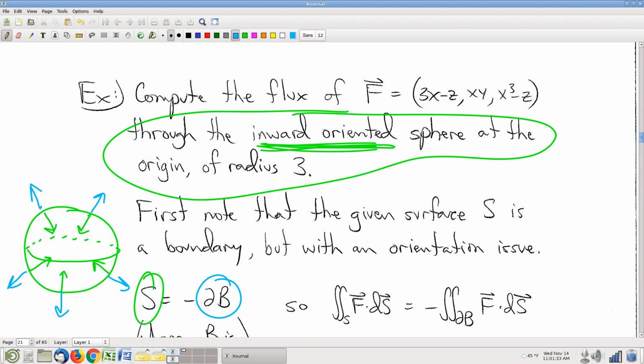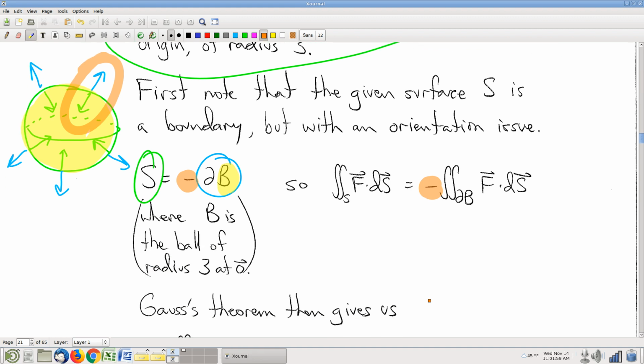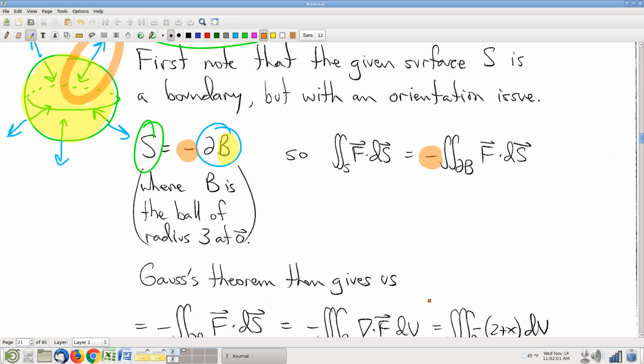Okay, so the boundary. Again, if we look at this solid here, the boundary of that solid is the outward-oriented surface. We're interested in the inward-oriented surface. The difference between those two orientations is a minus sign, namely that minus sign.